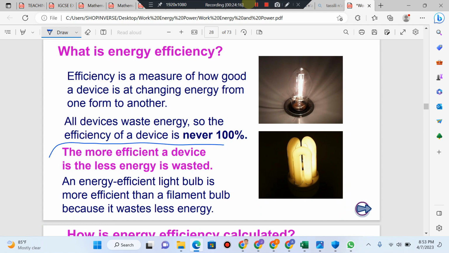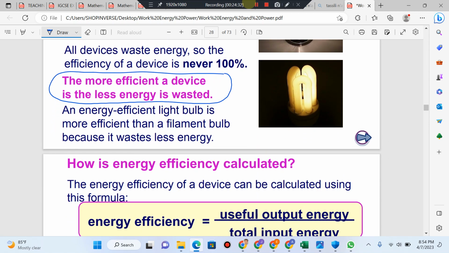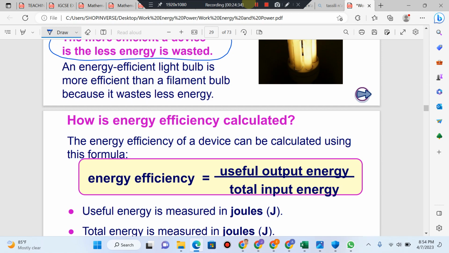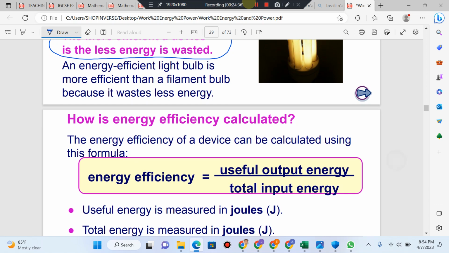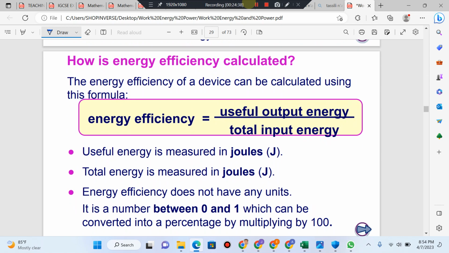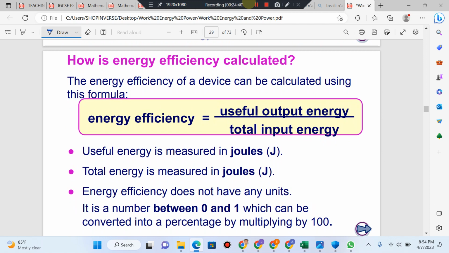So what is the point when we are talking about efficiency? Efficiency talks about how energy is being conserved. If something is not efficient, then it's wasteful. It wastes energy. The more efficient a device is, the less energy is wasted. So if something has low efficiency, then it's converting much energy to a useless form. And if something has high efficiency, it means most of the energy is in a form that is useful to you.